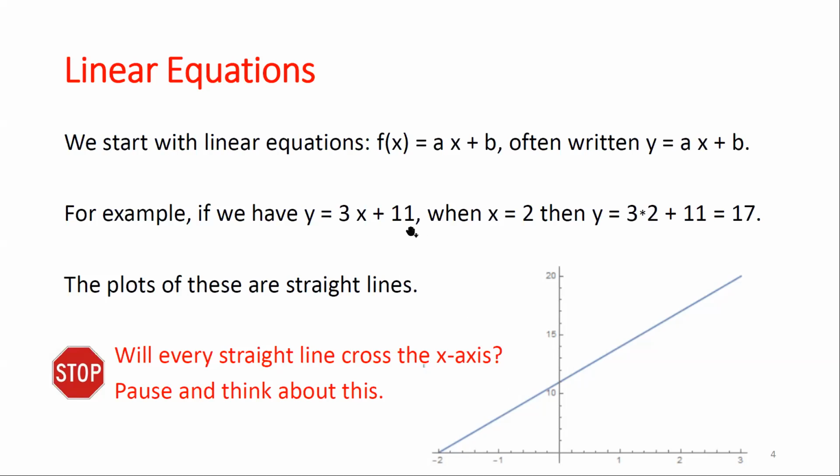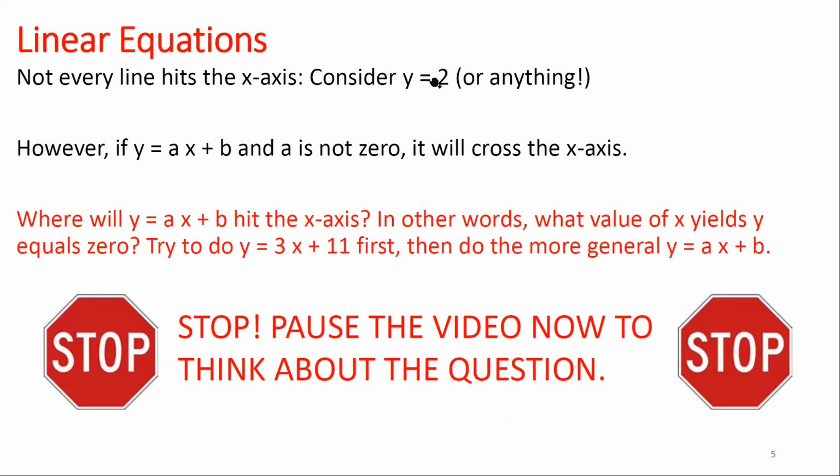So what do these different things do? The 11 just shifts the line up and down. The 3 changes the slope; it changes how steep it is. And so almost every line will hit the axis. The only ones that won't are y equals just 11. Then no matter what value of x you get, y would always be 11, and it wouldn't hit. So y equals 2, y equals 11, y equals 2020, anything like that will not hit the x-axis. As long as a is not 0, it's going to cross the x-axis.